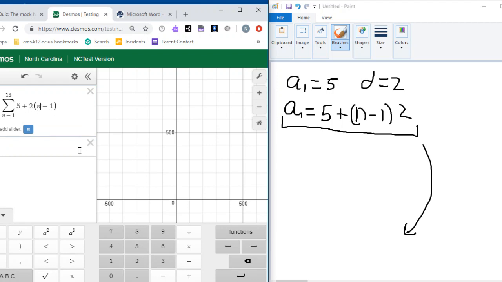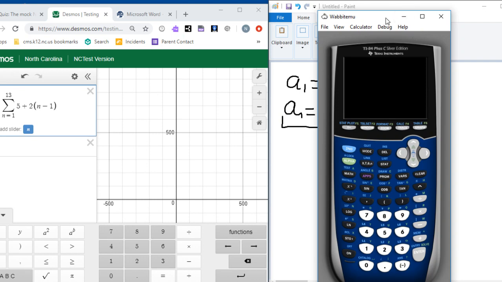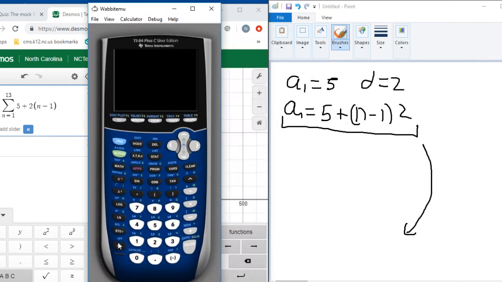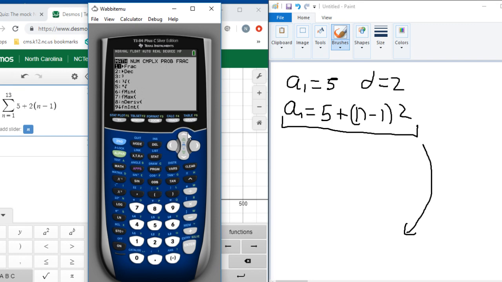1. And okay, if this isn't working, you can use the summation tool on your calculator, where you turn your calculator on, go to math, and go to your summation. Your variable is x. X starts at 1, goes to 13, and the formula is 5 plus 2 times the quantity of x minus 1, giving us a value of 221.